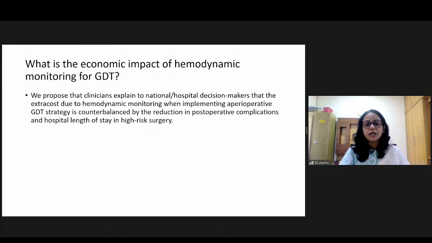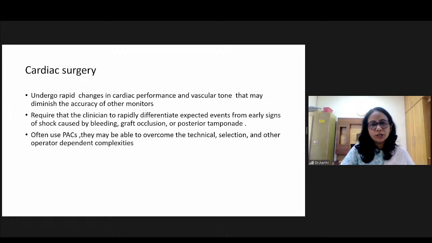And a few words about hemodynamic monitoring in cardiac surgeries, because cardiac surgery patients undergo rapid changes in cardiac performance and vascular tone that may diminish the accuracy of other monitors, and it requires a clinician to rapidly differentiate between early signs of shock like bleeding, graft occlusions, and tamponade. These are the areas where PACs play a major role, where technical and selection criteria can be overcome because they are used very frequently and clinicians are more familiar with these artery catheter techniques.